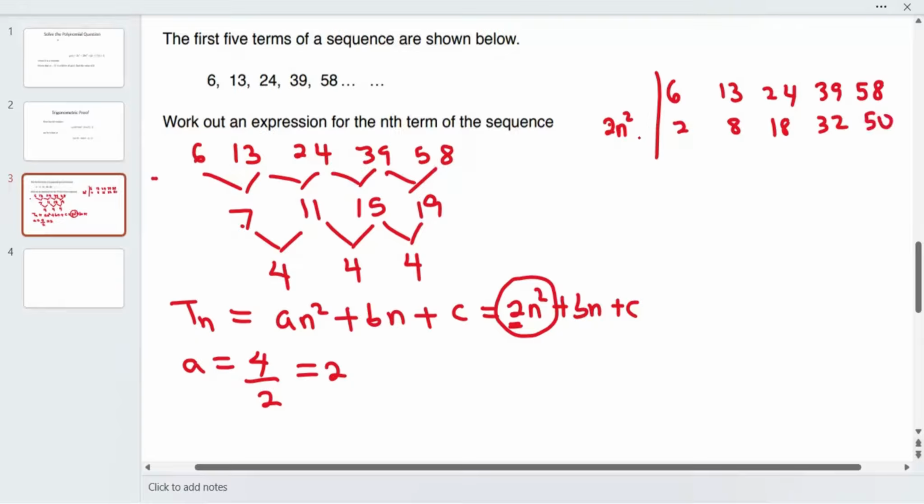So I'm now going to do the subtraction. I'm going to subtract this term. So this is 4, 13 minus 8, that will give me 5. 24 minus 18 will give me 6. This will give me 7, and this will give me 8. Now, I'm going to look for the nth term of this sequence.